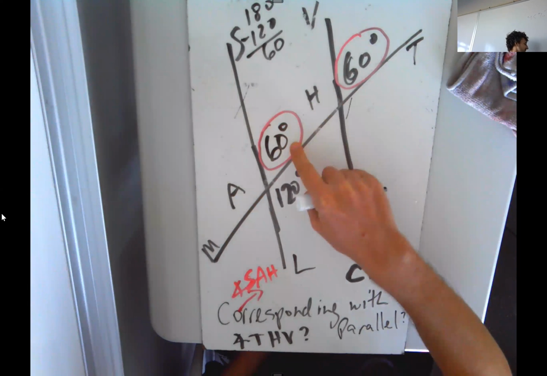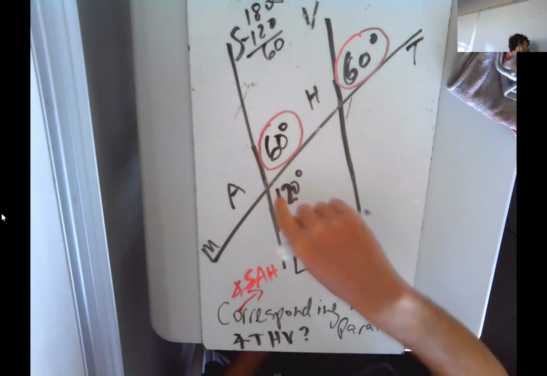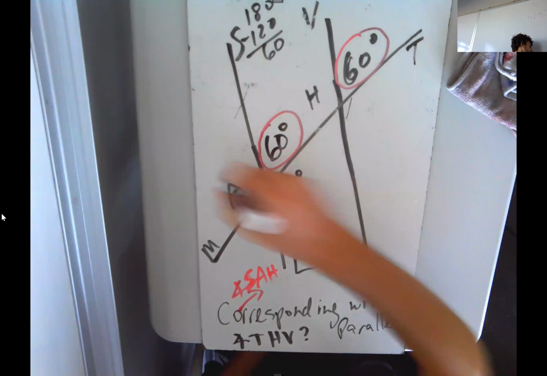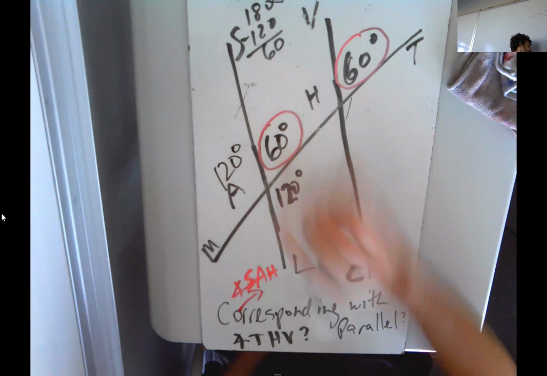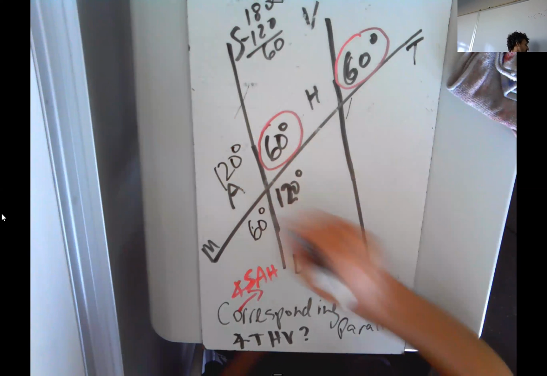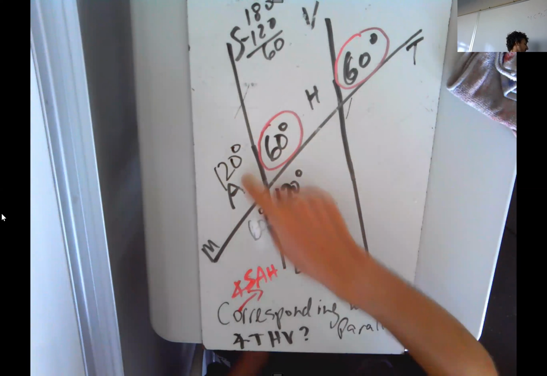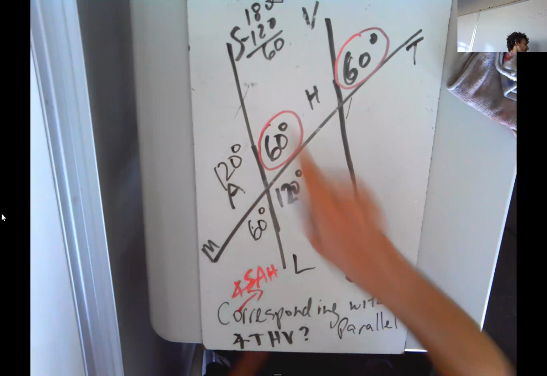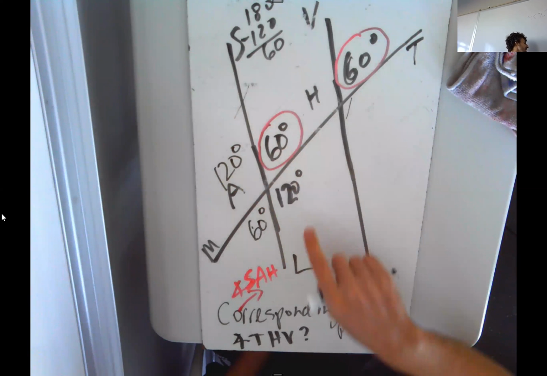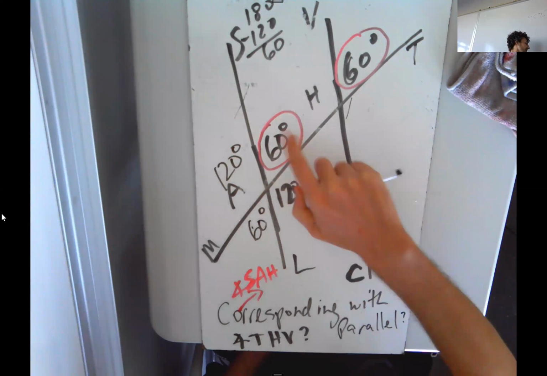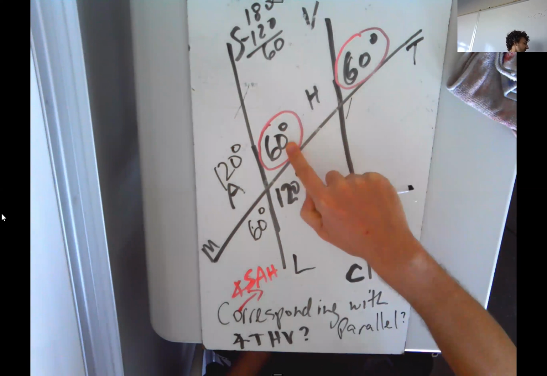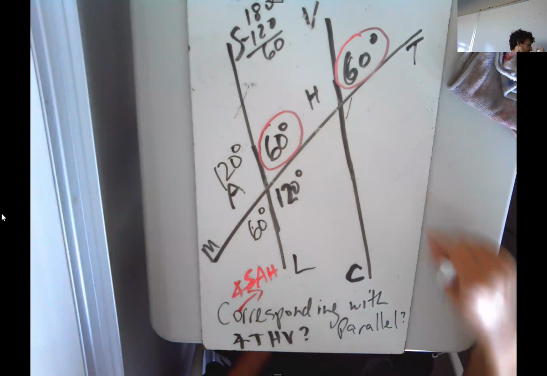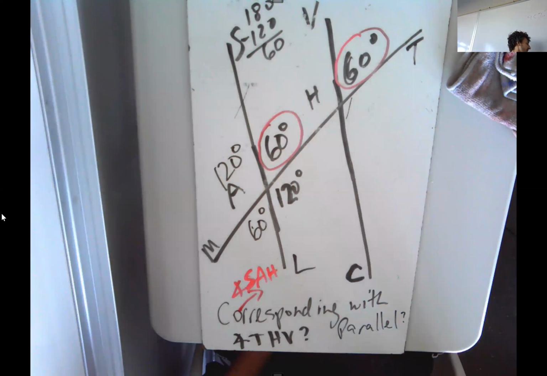If we fill in the rest of the diagram, we have 120 here, linear pair with 60, and we have 60 degrees here, linear pair with 120. This intersection is done. Now we see these corresponding angles are the same, and that's a clue. Let's fill in the other angles and see if our instincts are correct, that maybe these are parallel.